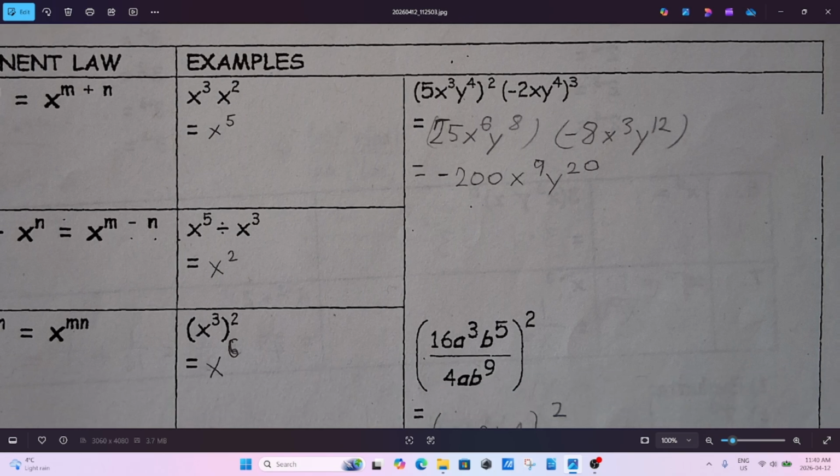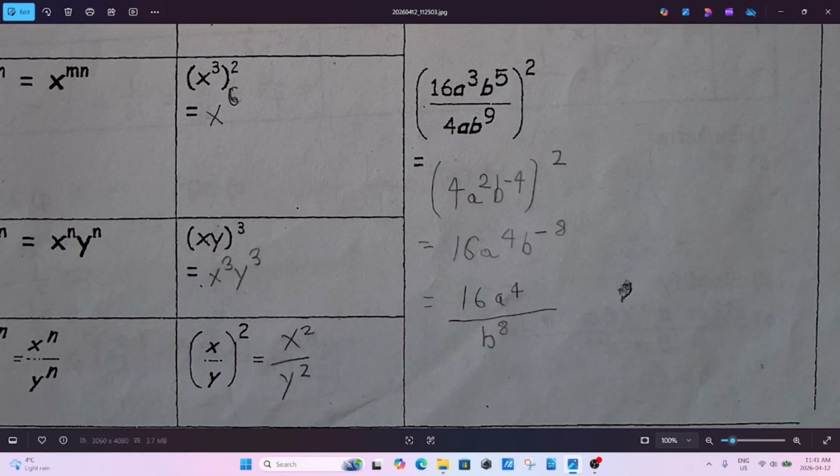And then you do 25 times negative 8, which gives you negative 200. And then you have x to the 6 times x to the 3, which gives you x to the 9. Then you have y to the 8 times y to the 12, which gives you y to the 20.